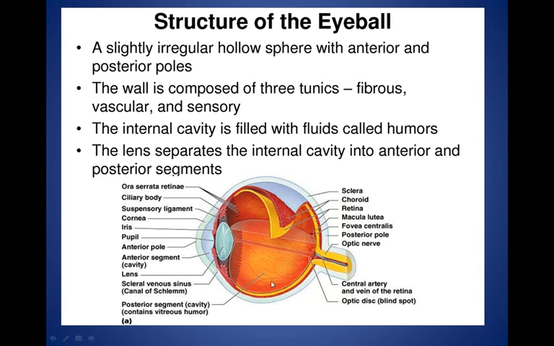The fluid that's inside the eye is more like a gel. That's called the vitreous humor. And then you also have other fluid that goes throughout the eye. That's called the aqueous humor.